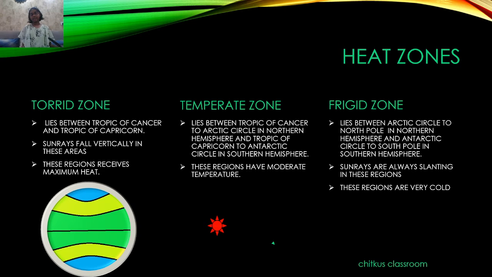So now we're going to be learning in detail about the heat zones. So first, the torrid zone. The torrid zone lies between the Tropic of Cancer and the Tropic of Capricorn. The sun rays fall vertically in these areas, so it receives maximum heat here, and it's very hot.